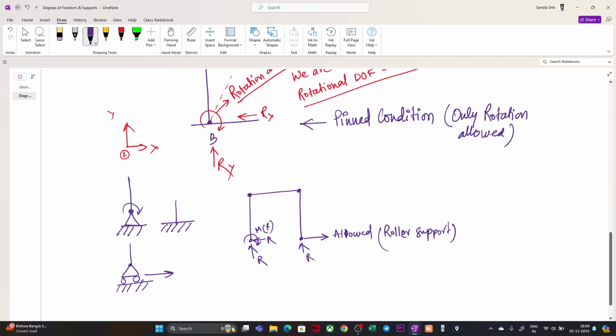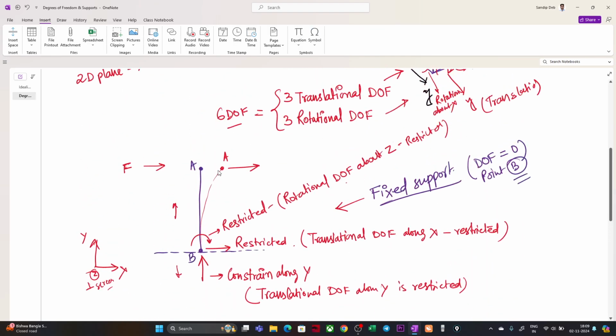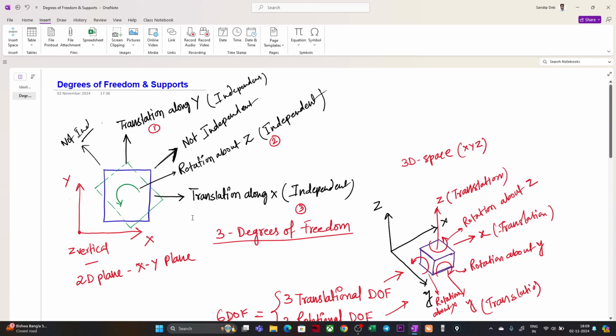So there are different such supports you can define as per your requirement, based on your understanding of degrees of freedom. I hope it is clear to all of you what degrees of freedom and supports are. In our next lecture we will try to understand more about these by defining determinate and indeterminate structures. Okay, see you in the next lecture. Thank you.